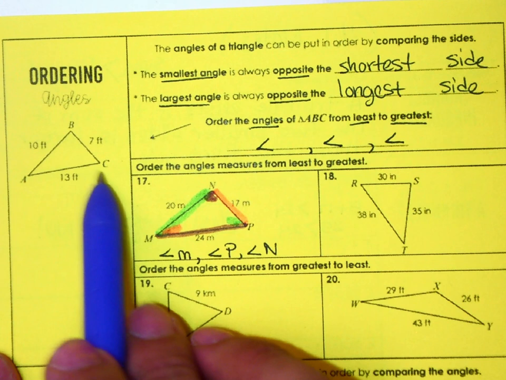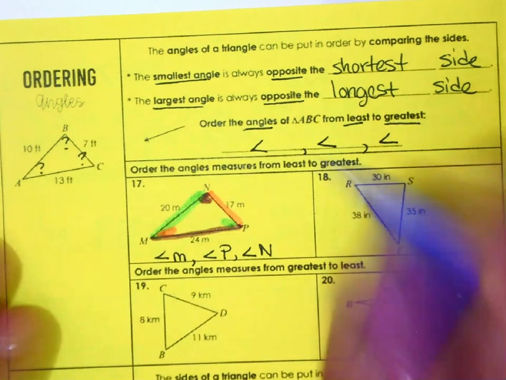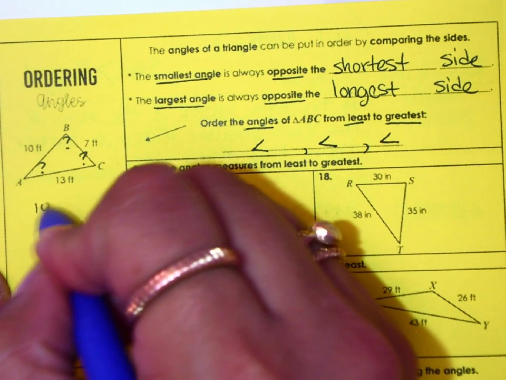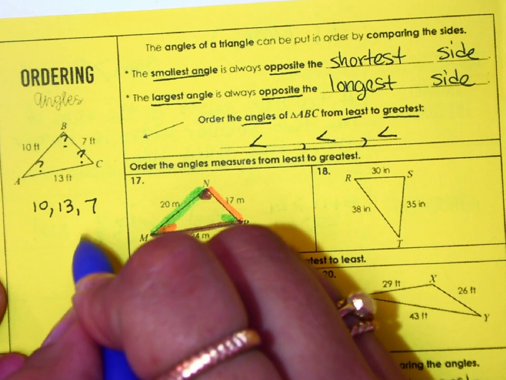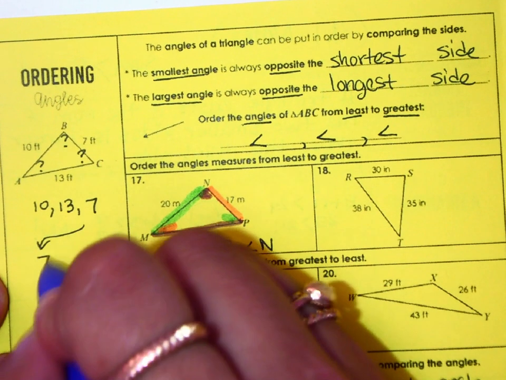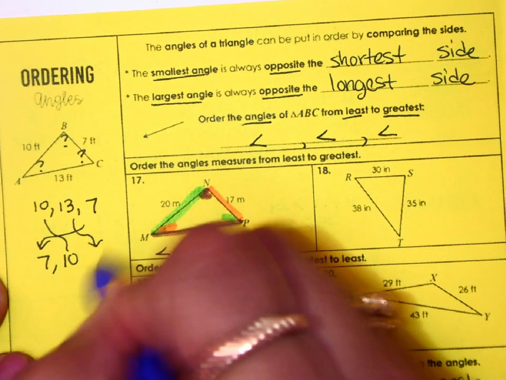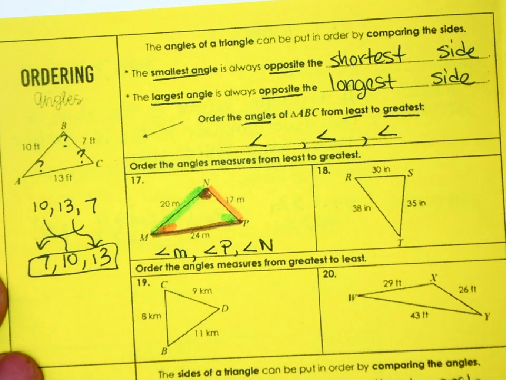So notice we don't have angles given to us, but we can calculate which one is the least, the smallest, based on the side lengths. So you look at the numbers, you have 10, 13, and 7, and if you order these from least to greatest, you're going to have 7, followed by 10, followed by 13. So in this order, we're going to write the angles that are across from each side length.